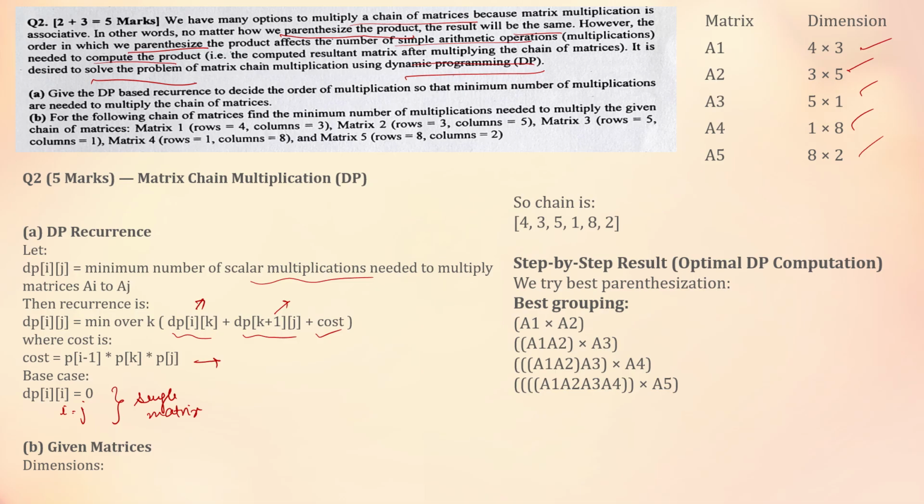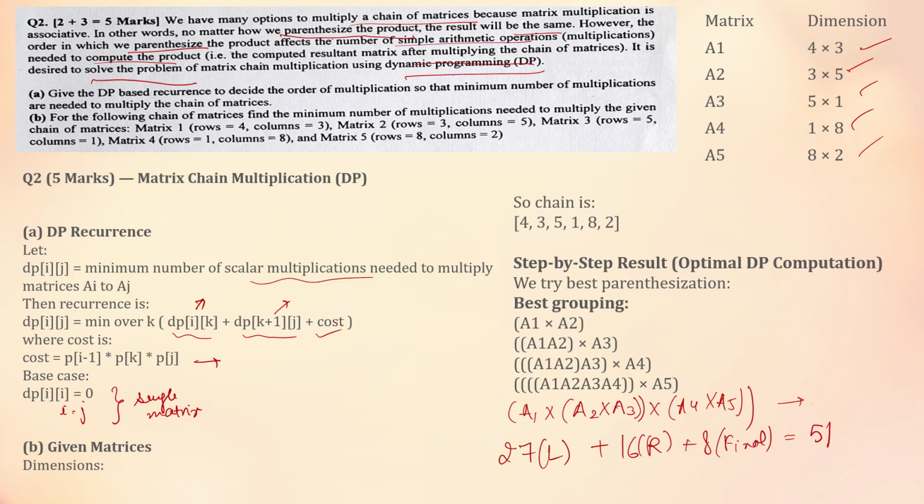So you have to find the optimal grouping and the minimum number of multiplications. Basically the optimal combination here will be A1 into (A2 into A3) and into (A4 into A5). Now here basically 27 on the left side plus 16 on the right and 8 for your final combination. You get a total of 51.